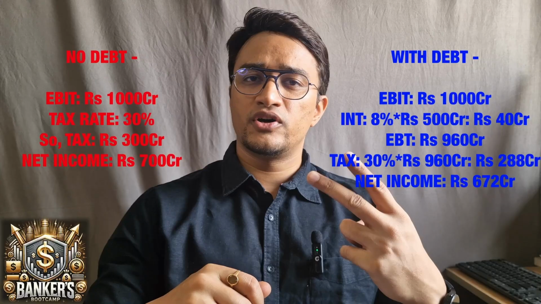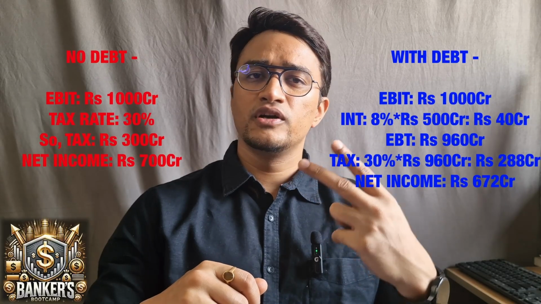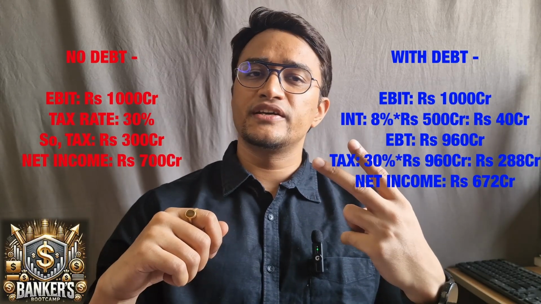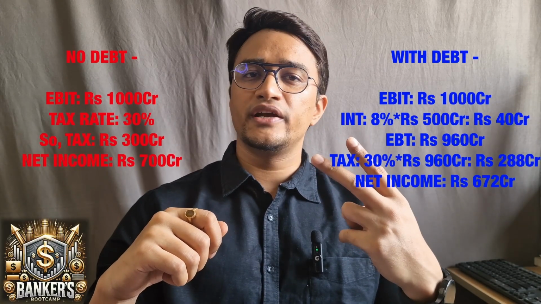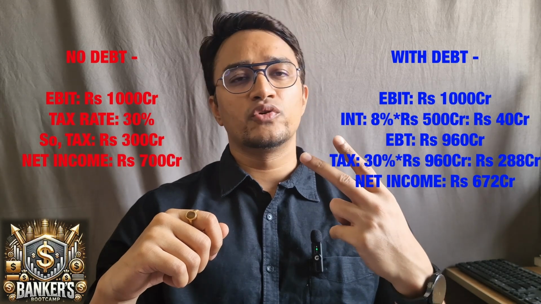Let me show you with numbers. Say you are analyzing a company with 1000 crore EBIT, 30% tax rate, and they are considering 500 crore of debt at 8%. Now without debt, EBIT 1000 crore, tax 30%, that is 300 crore. Net income 700 crore rupees. With debt, EBIT 1000 crore, interest 8% on 500 crore, 40 crore, EBT 960 crore, tax 30%, that is 288 crore, net income 672 crore rupees.